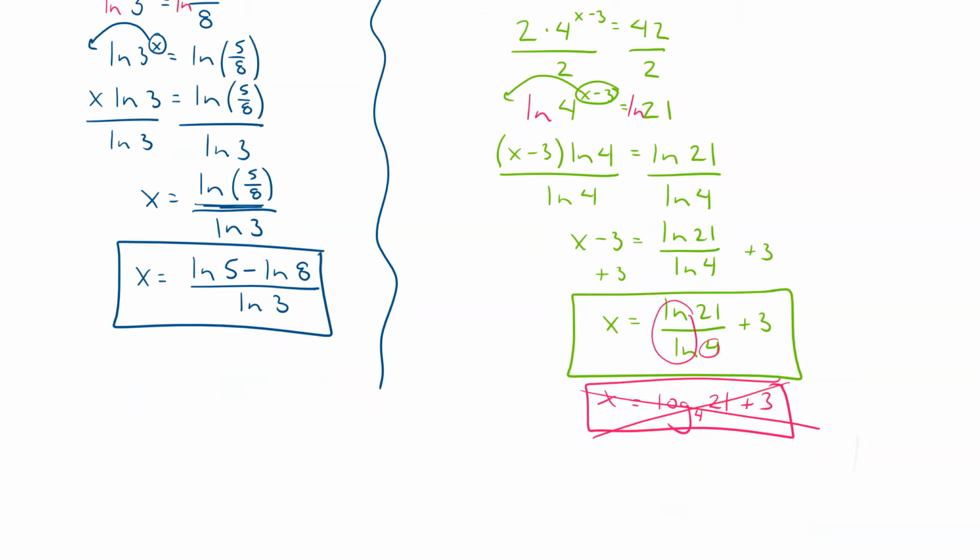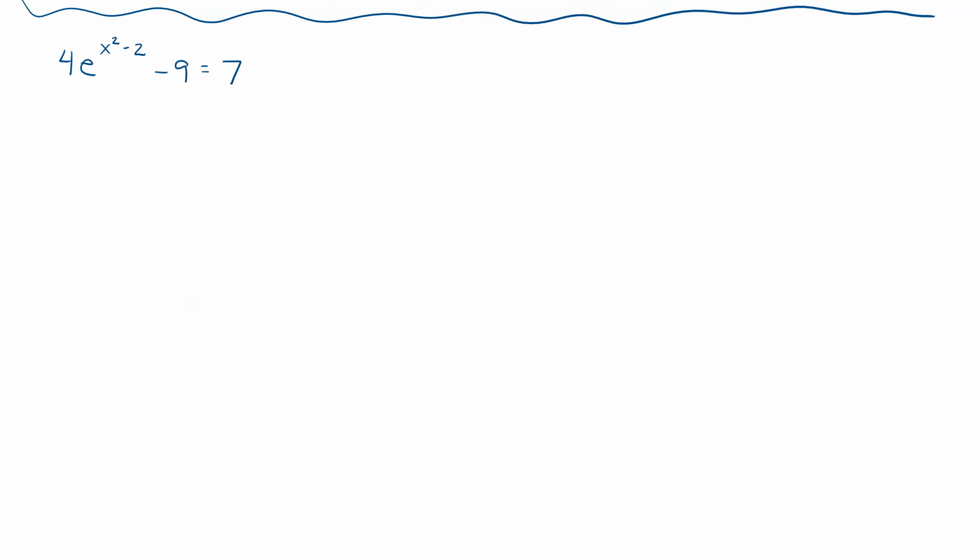Let's do another. This time we've got 4e to the x squared minus 2, minus 9 equals 7. See what you can come up with. Now we need to isolate the variable term, which is right here. So I'm going to add 9 and then divide by 4.